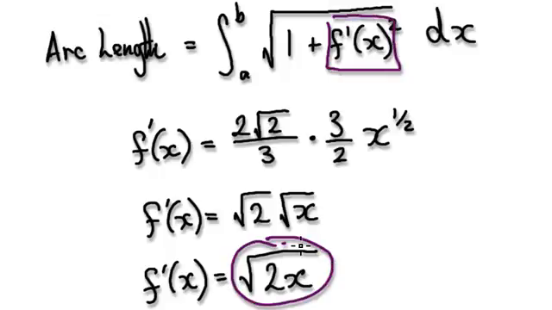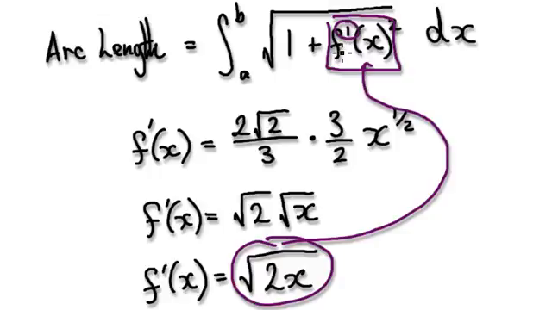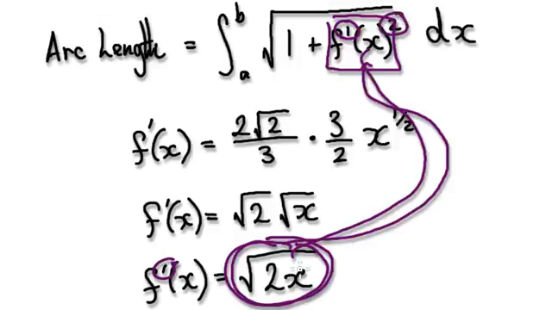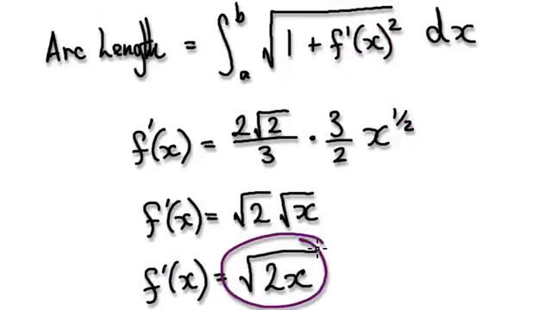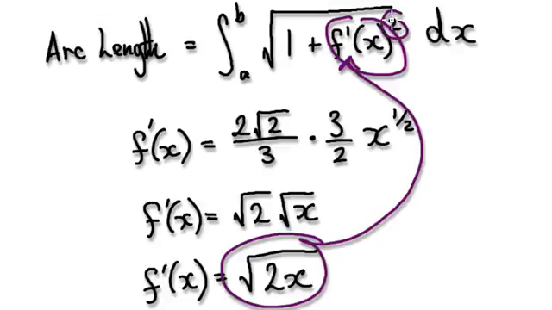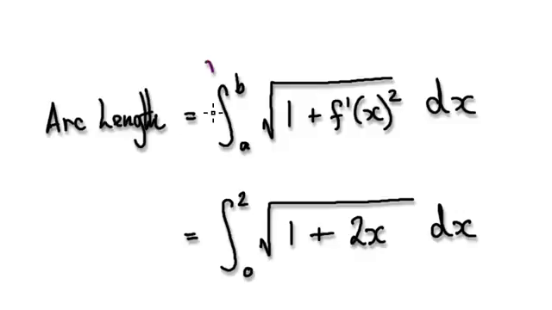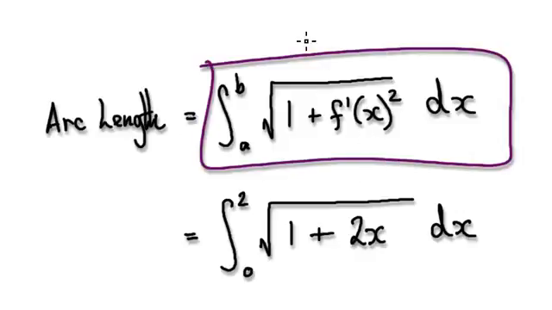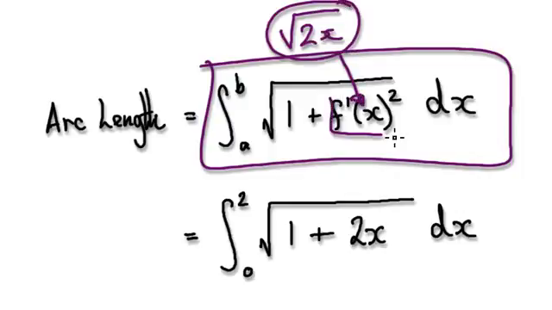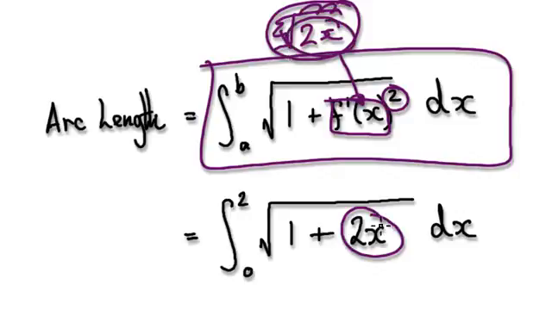So when we now have to put this into this thing here, because f prime is equal to the square root of 2x. So when you put this into here, square root, and then you're squaring it, it will just cancel each other out, leaving you 2x. So when you put root 2x into here, and then you square it, it will kill off the square root, leaving you the 2x here.